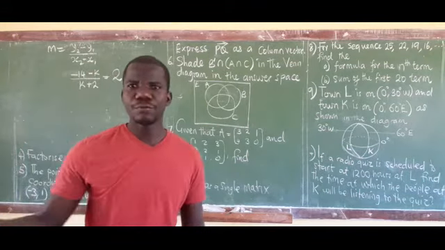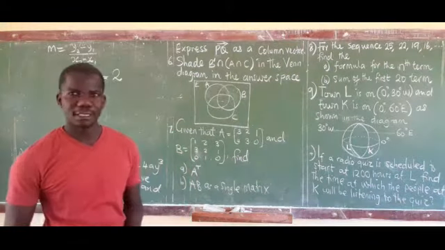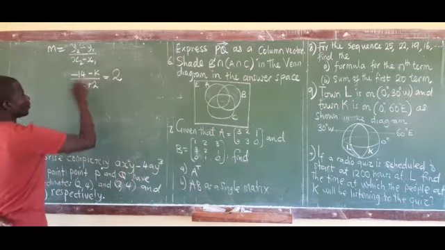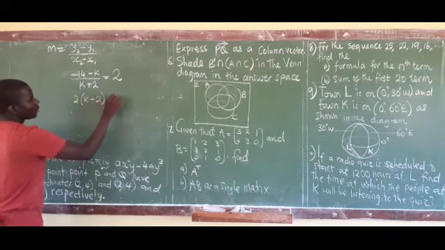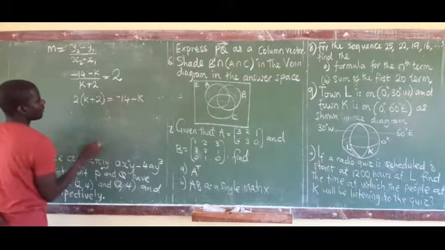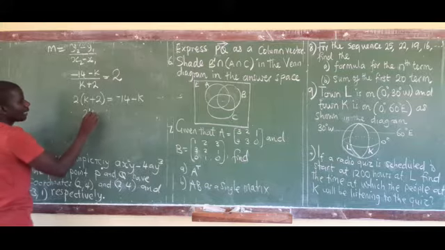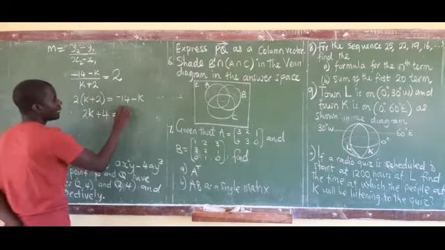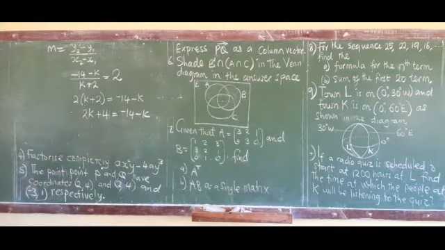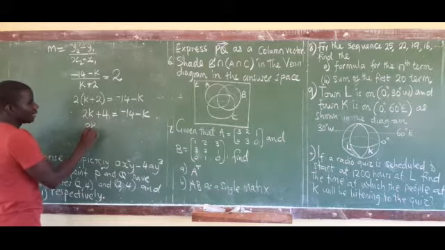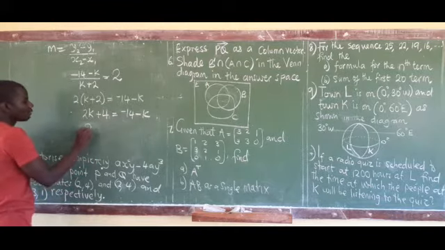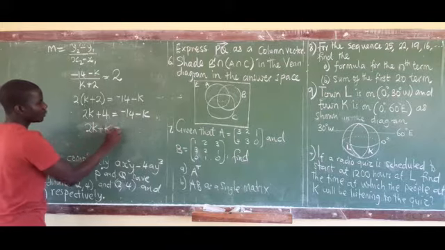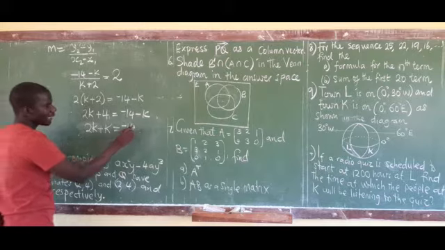So from there, we need to find the value of k. So we cross multiply. When we cross multiply, we're going to have 2 multiplied by (k + 2) equal to negative 14 minus k. So we need to distribute here. We're going to have 2k + 4 = -14 - k. So at this point, we put the like terms together. So we are going to have 2k plus k equals negative 14. When 4 goes to the other side, it will be minus 4.